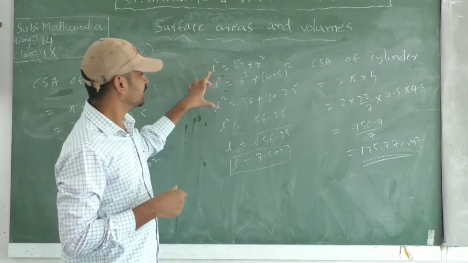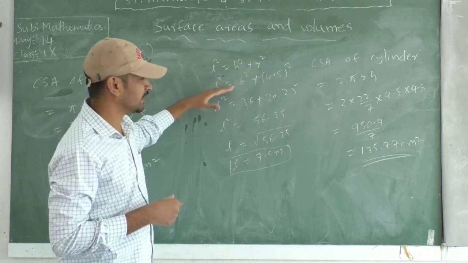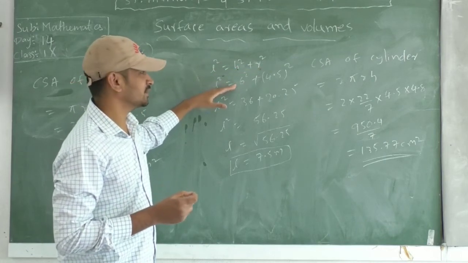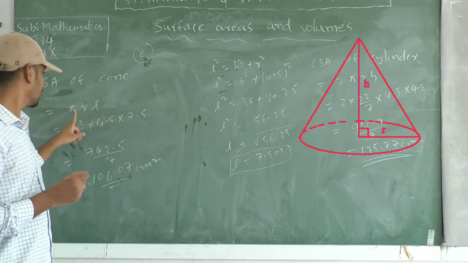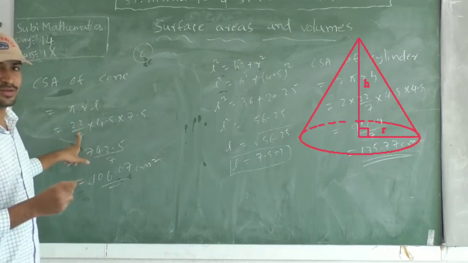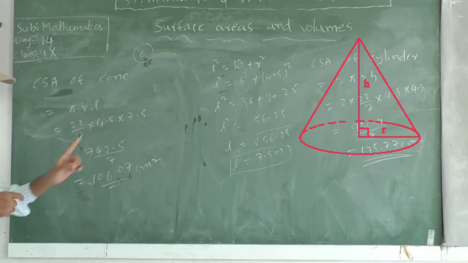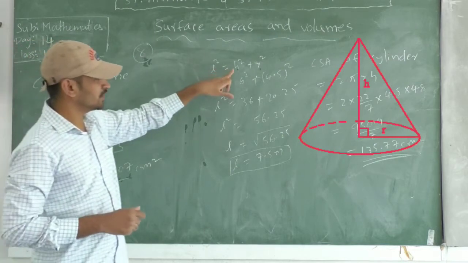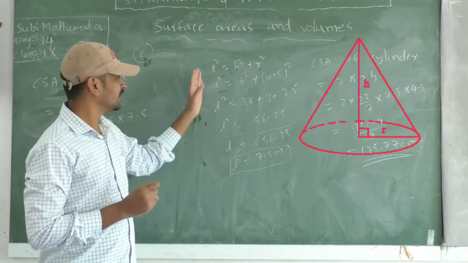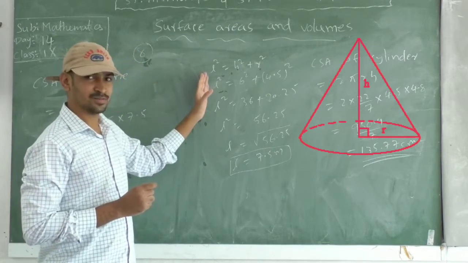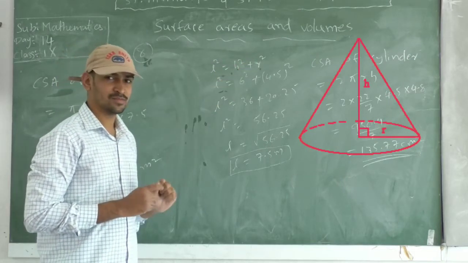We know the h value and the r value, so we have to find the slant height. Why? Because we want to find the CSA of the cone, so we require pi r l. We know pi is 22/7, r is 4.5, l is 7.5. How do we know 7.5? We know only h and r, the height and radius of the cone. We find it by applying the relation among slant height, height and radius: l square equals h square plus r square.